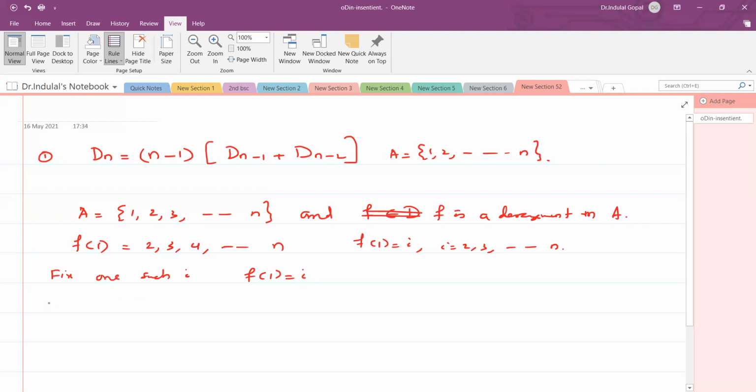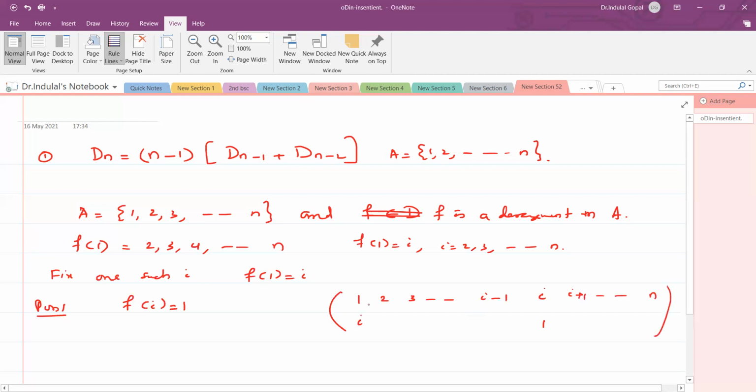Then there are two possibilities. Possibility 1: f of i is equal to 1. The image of 1 is i and the image of i is 1. So this f will look like: the image of 1 is i, 2, 3, 4, etc., i minus 1, the image of i is 1, i plus 1, etc., n. Then we can see that under this f, the elements 2, 3, etc., i minus 1, i plus 1, etc., n have different images, meaning none of them has a self-image.